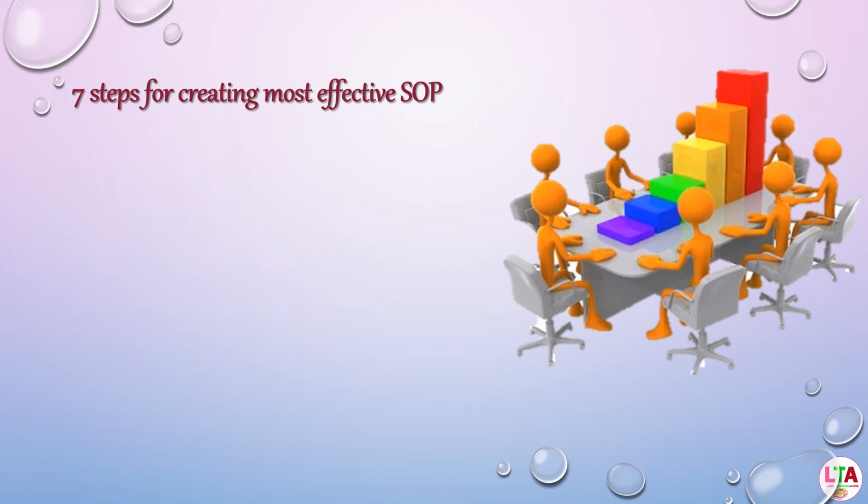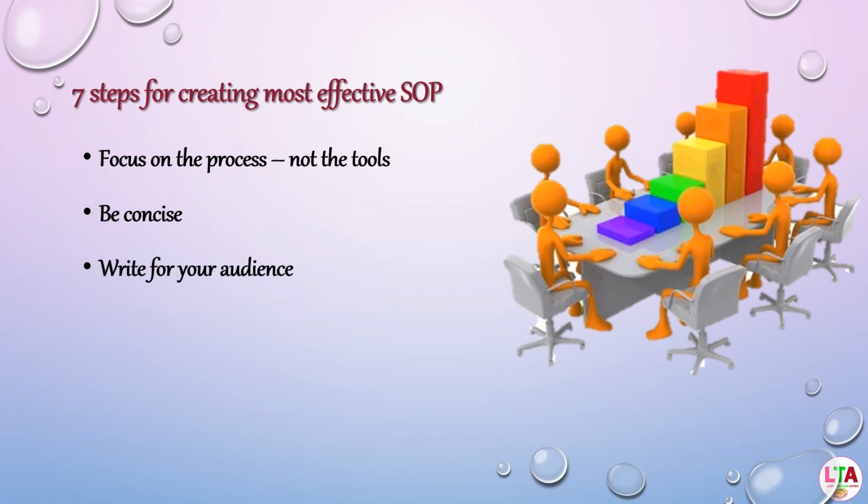There are 7 steps for creating a most effective SOP. The first and foremost thing is that we should focus on the processes instead of tools. While creating an SOP, we always think about what processes or activities need to be followed instead of the tools we are going to use for creating it. The second thing is it should be very concise. And the third thing is write for your audience.